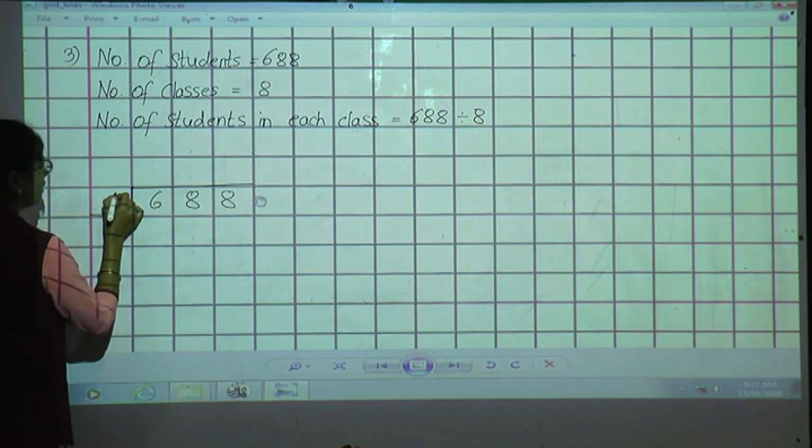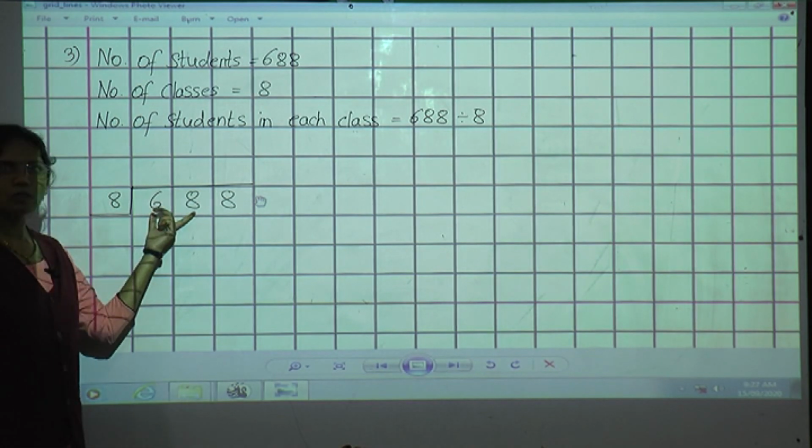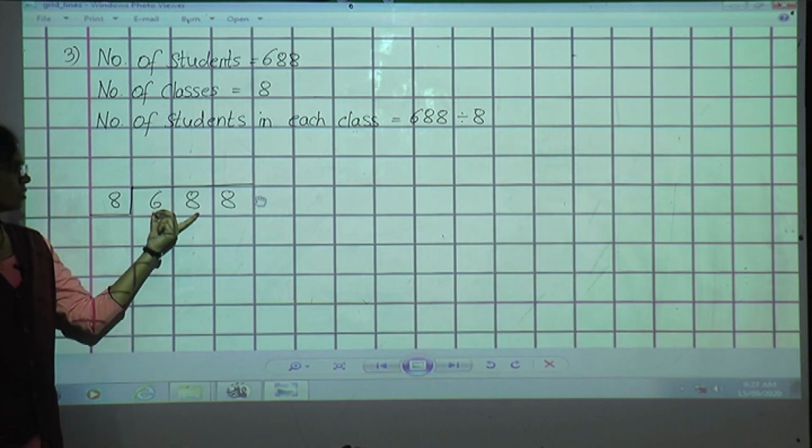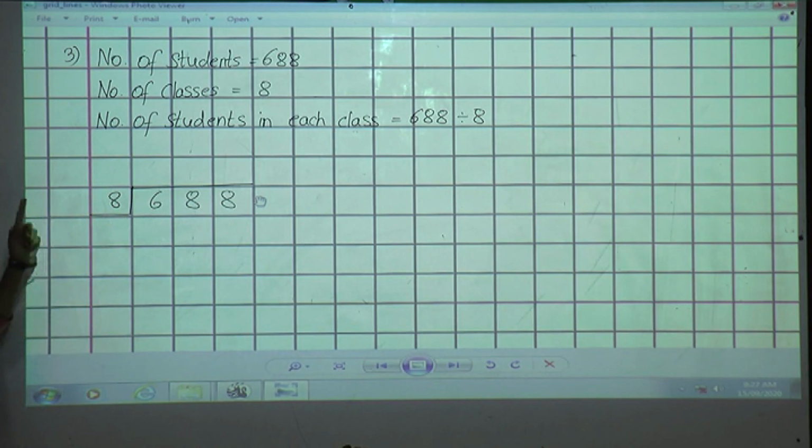688 by 8. Now see the first number. It is a 3-digit number. See the first number, 6. 6 is smaller than 8. So what we will do? We will take these two numbers together, these 2 digits together. 68. Okay, 68 by 8.